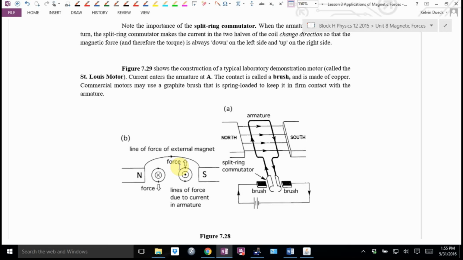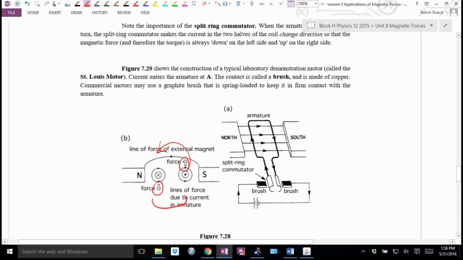And so what's going to happen is the current is going to be going up the left-hand side here. Let's figure out the force. Current going this way, magnetic field from north to south. The left-hand side is going to get pushed into the page. The force is going to be downwards. The right-hand side is going to get pushed up, and it's going to spin.